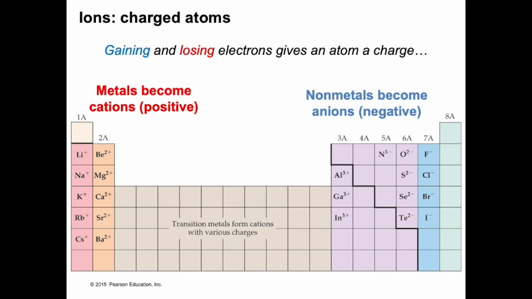All elements are trying to get a full shell. They'll either gain to fill up their shell if it's easier, or they'll lose to get access to a full shell underneath, if that's easier. Things that lose are metals. Metals lose electrons to become positive, to become cations. Non-metals gain electrons to become negative, to become anions. And that zigzag line in the middle separates the metals from the non-metals.